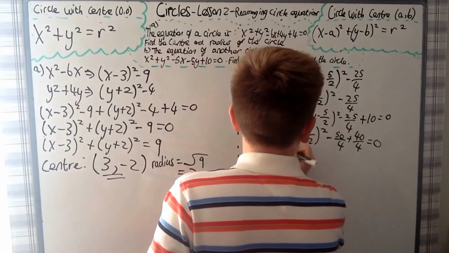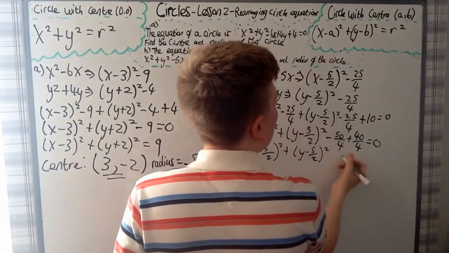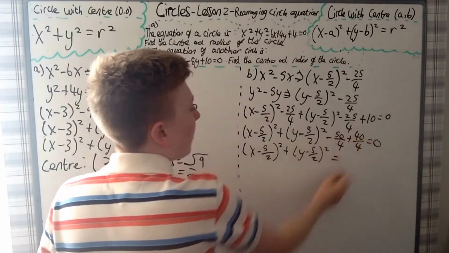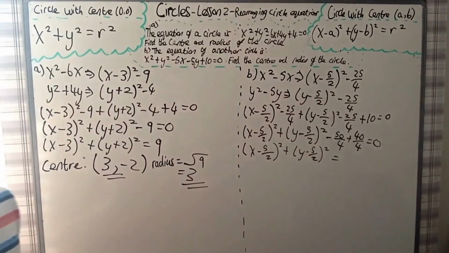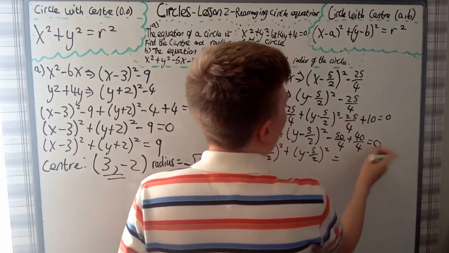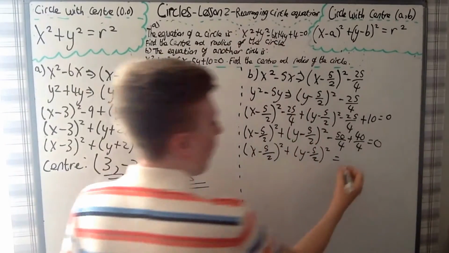Now, I am going to skip a step here for the sake of space. I'm going to move it across straight away. Minus 50 divided by 4 plus 40 divided by 4 is minus 10 divided by 4. If we move the minus 10 divided by 4 across, we get positive 10 over 4. Now 10 over 4 is the same as 5 over 2.